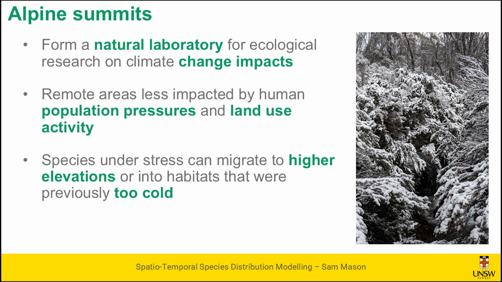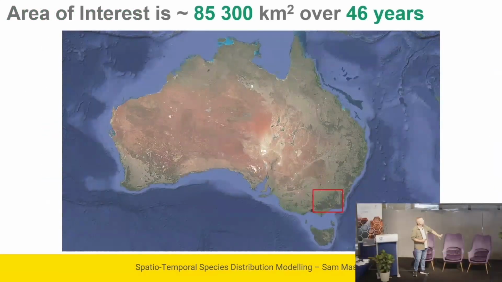So species under stress can migrate to higher elevations, at least until they run out of world, then they're sort of stuck. Or into habitats that were previously too cold. So that's our sort of hypothesis. All right, Snowy Mountains region. This is what we're looking at. Just over 85,000 square kilometres and a 46-year temporal window. So this is a big problem in space and time.